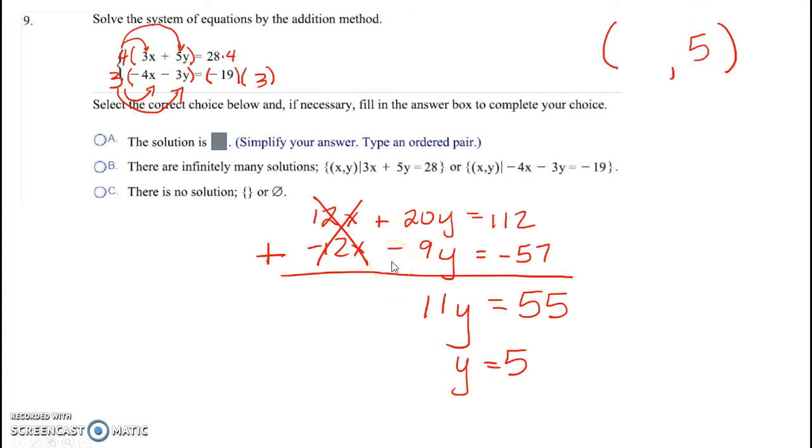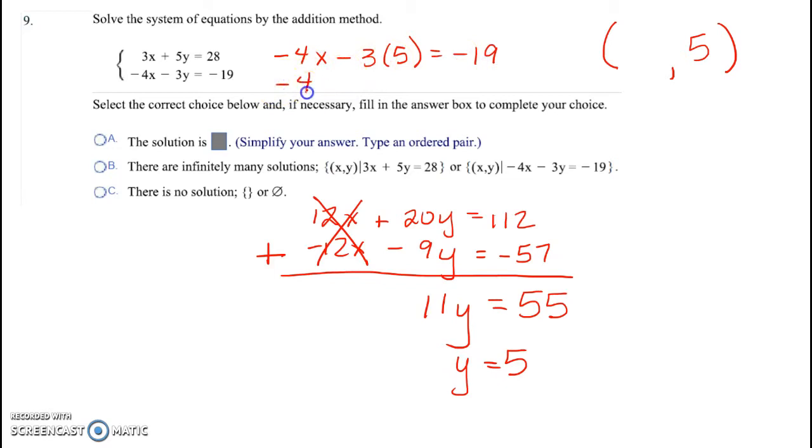Once you've got that figured out, then you're going to substitute a y of 5 back into one of these two equations here. Pick whichever equation you think looks the easiest. I think I'll plug it into the second one. Negative 4x minus 3 times my y value of 5 equals negative 19. So negative 4x minus 15 equals negative 19. I'm going to add 15 to both sides. I know that's hard to see, I'm going to write it over here. Negative 4x, those cancel out, equals negative 4. Negative 19 plus 15 is negative 4.